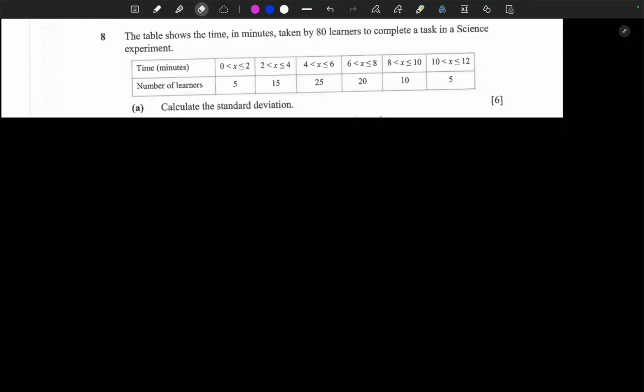Hello, my beautiful learners. Before us, we have question 8 under Mathematics Paper 2 for the year 2024 for internals.